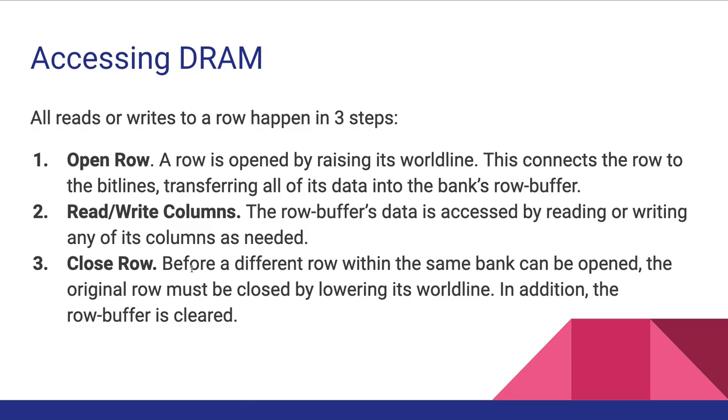And then after we're done with that row, we must bring the word line back down, which shuts off their access transistors, and the row buffer is then cleared. So this is a costly operation, and we try to optimize this, or the memory controller in a CPU architecture tries to reduce the number of times that these operations happen.